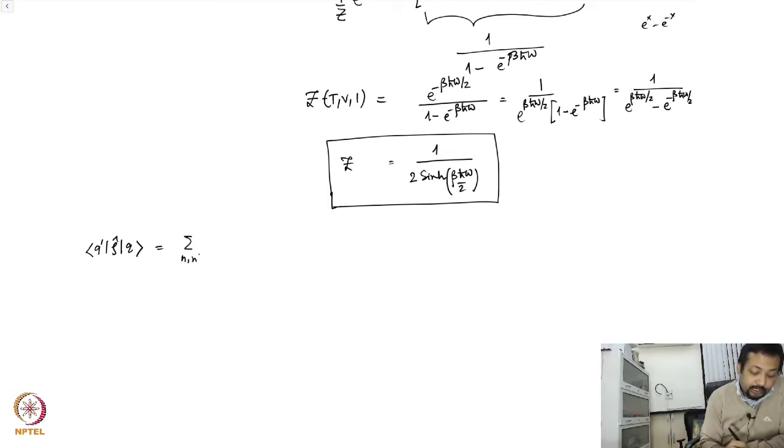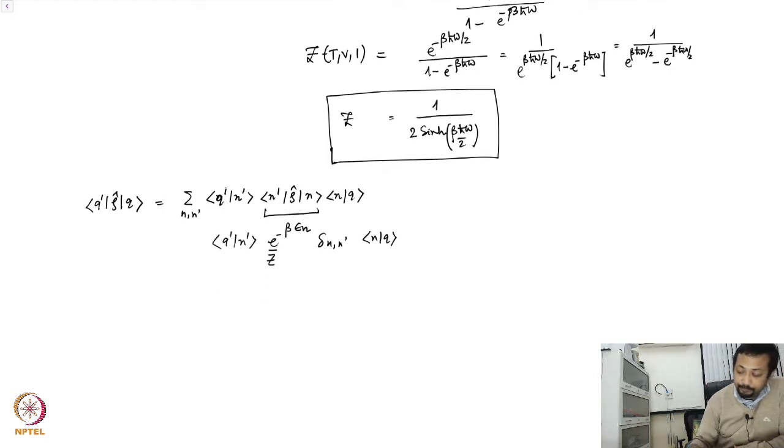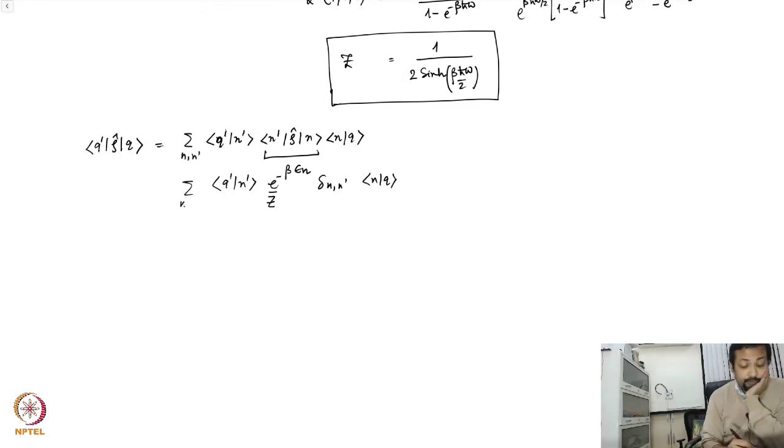So we write down this as sum over n, n prime, <q prime|n prime> rho hat <n|q>. This quantity I know, this is the density matrix in the energy representation, and therefore this becomes e to the power minus beta epsilon n by z delta n comma n prime <n prime|q>. Now clearly there is a sum over n and n prime, and I can take care of one of the sums over n prime to take care of this delta function, so that this becomes sum over n <q prime|n> e to the power minus beta epsilon n by z <n|q>.